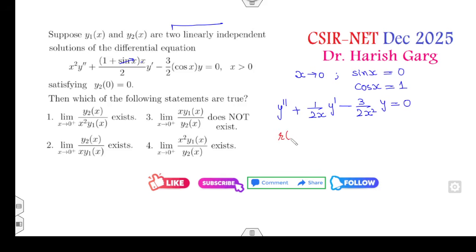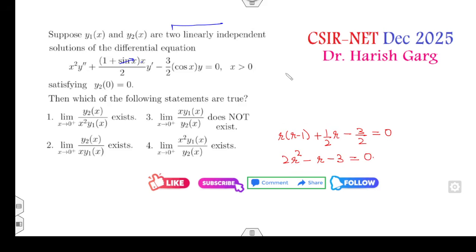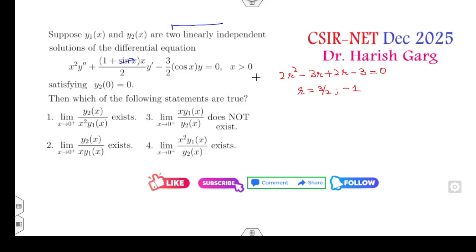Now you can write the solution r. Fine. इसको क्या करेंगे? x से मल्टीप्लाई करके सॉल्यूशन निकालो, that's a half ही रह गया. Fine. And it will be 3 over 2. 2 will be LCM, 2r square minus r minus 3 is equal to 0. Fine. Now can you find the solution? So can you find the value of r? 2r square minus 3r plus 2r minus 3 is equal to 0. So r will be 3 over 2, r will be minus 1. Fine. So your solutions are x raised to power 3 by 2, x raised to power minus 1.